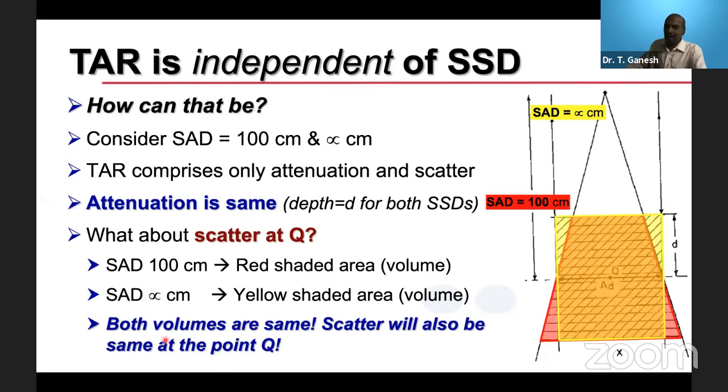In other words, both volumes are one and the same, and hence scatter will also be the same at point Q. And this is the reason why tissue air ratio is independent of SSD. And for that matter, in your subsequent lectures, you are going to hear that TMR and TPR are also independent of SSD because of the very same reason.